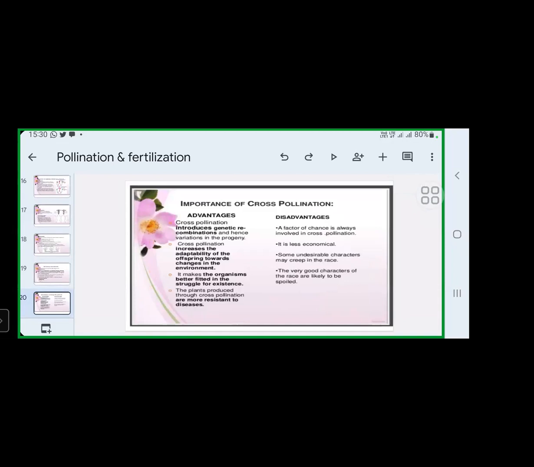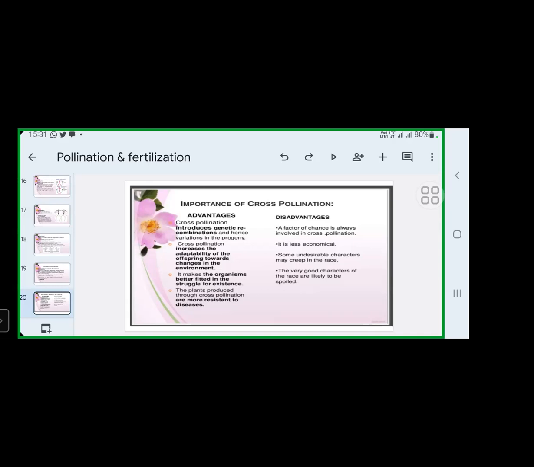Importance of cross-pollination. What is the importance of cross-pollination? Cross-pollination introduces genetic recombination and hence variations in the progeny. That is the advantage. As a disadvantage, an element of chance is always involved in cross-pollination. Among the advantages, cross-pollination increases the adaptability of the offspring towards changes in the environment.